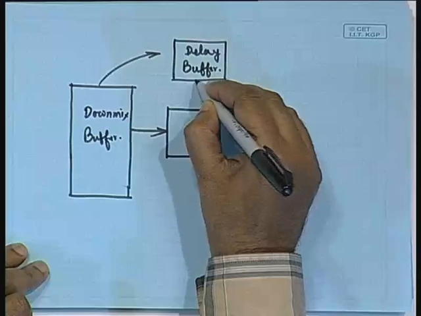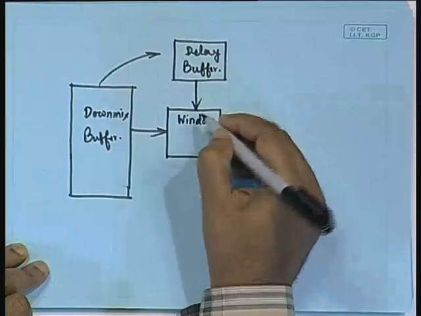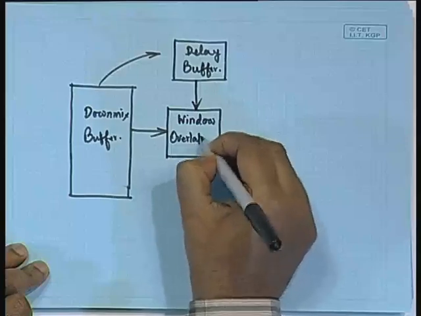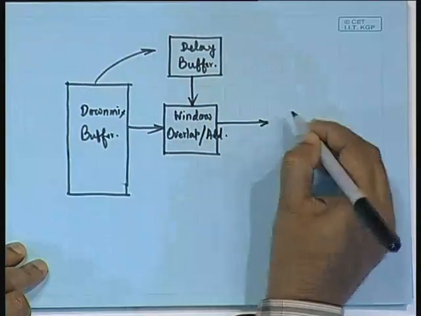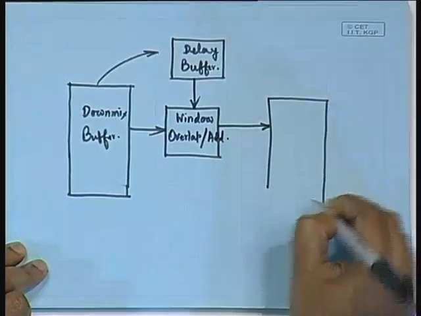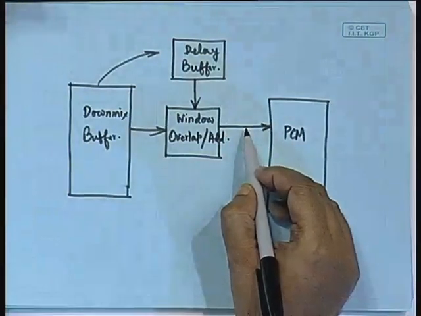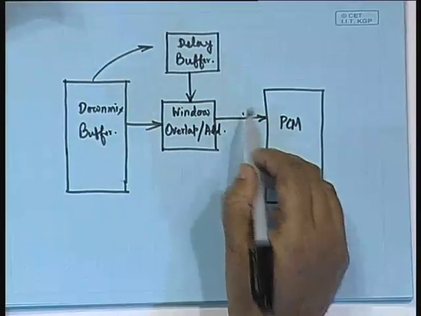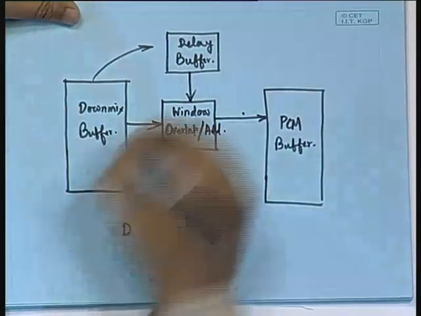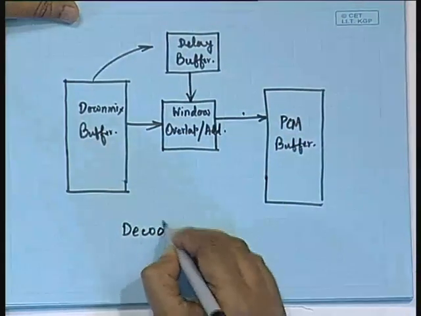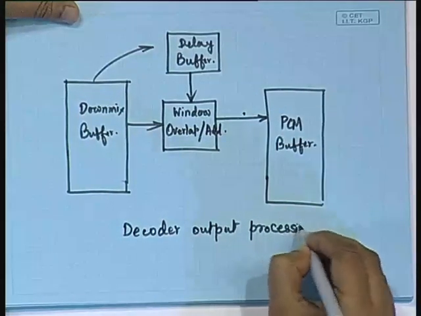So, in this block, what we are doing is that the delay buffer and the down mix buffer contents are window overlap and add. So, we apply window overlap and add on this down mix buffer and delay buffer content, and the output of this window goes into the PCM buffer. So, this is where we ultimately achieve the inverse transformation, because the window overlap and add is computed over here. So, this is where the PCM samples are obtained back. So, these blocks combined we call the decoder output processing. So, you can see that essentially the decoder has two parts.